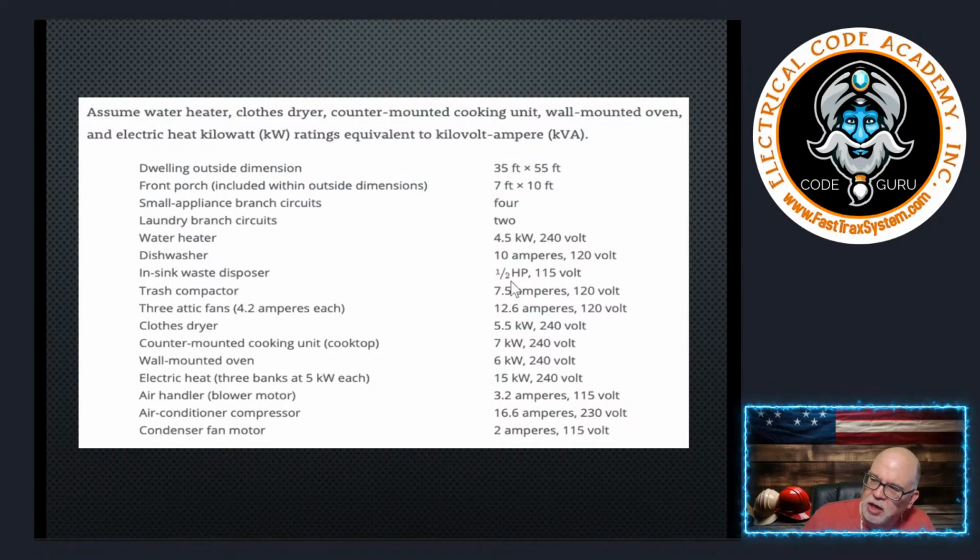Next, we have an InSinkErator waste disposer, and this one is given to us in horsepower. This is the only one today that's given to us in horsepower. But it's good that we look at this one because I'm going to show you how to convert this and get it to VA when you may have something in horsepower given on your electrical exam. And in the real world, you're still going to have to do the same thing. You're going to have to take a horsepower and convert it to get a VA value so that you can do your load calculation. Okay. Makes sense.